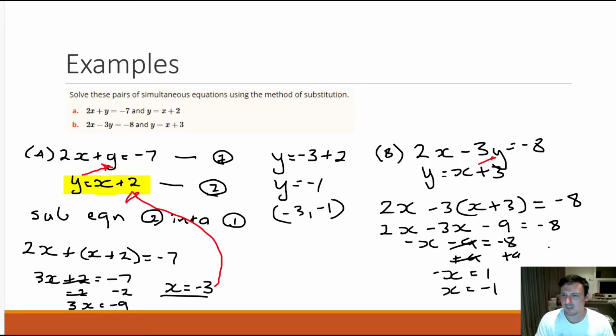My last step is to substitute it into my second equation, which gives me 2. So y is equal to 2 and x is equal to negative 1. So our intersection point in this case would be negative 1, comma 2.